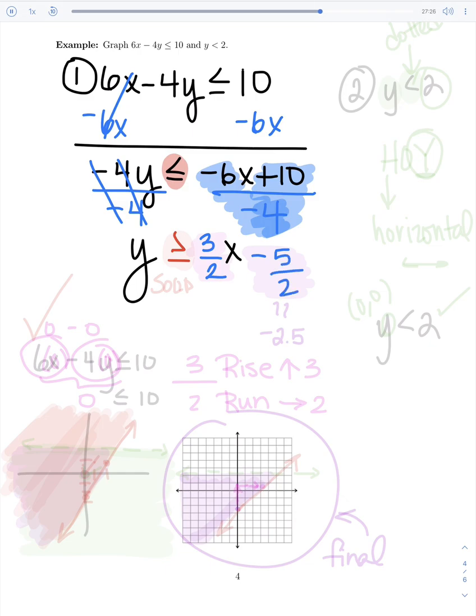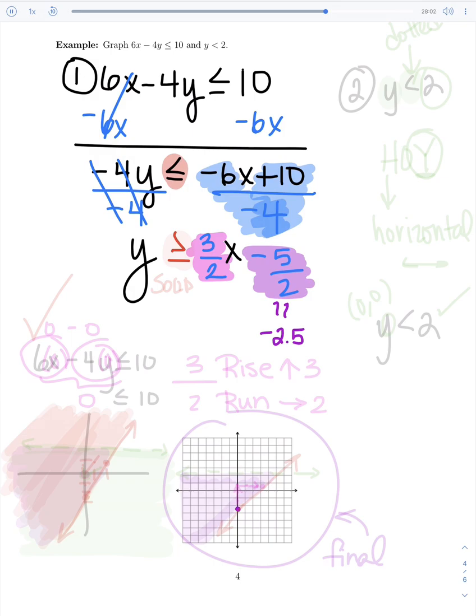So we can graph this one. We'd start out with, just like before, our y-intercept first, which is a negative 5 halves. Well, if you use your calculator to figure out what negative 5 divided by 2 is, you'd figure out that it is negative 2.5. So that means you'd go down on the y-axis to about negative 2.5. Okay, and then you would use your slope, which is 3 halves.